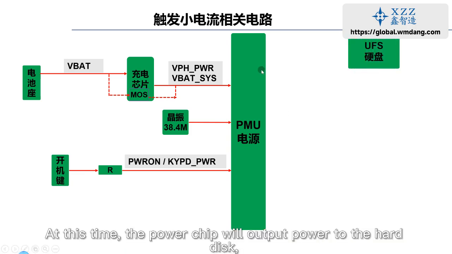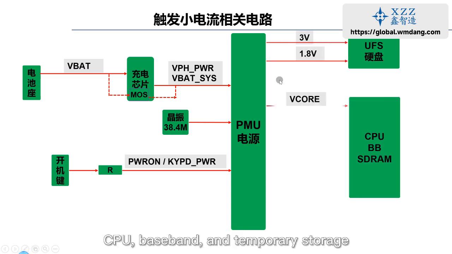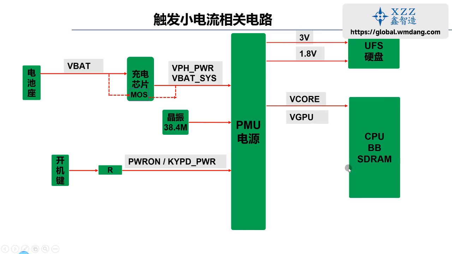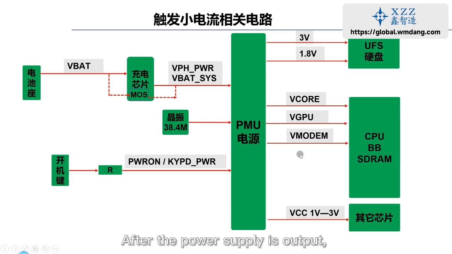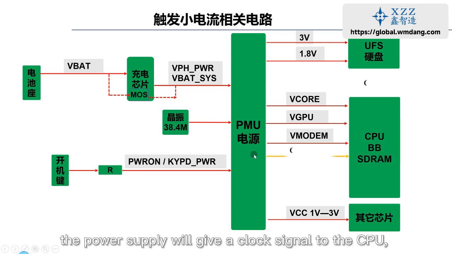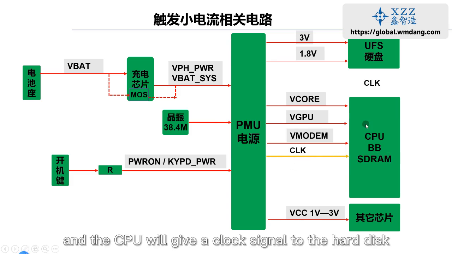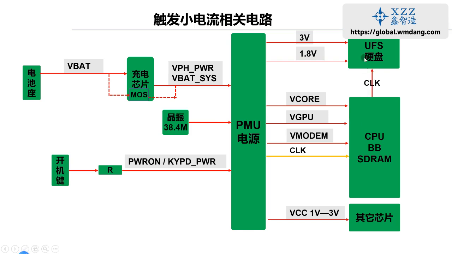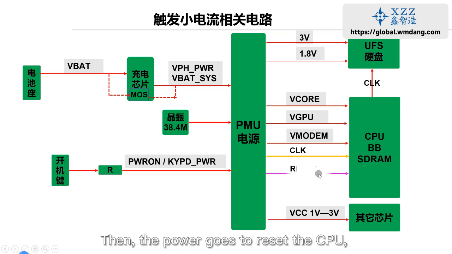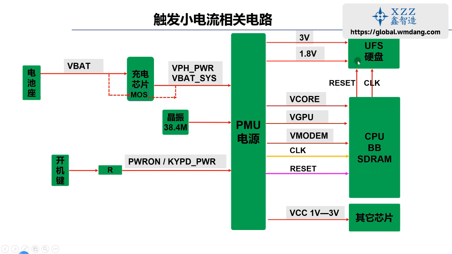At this time, the power chip will output power to the hard disk, CPU, baseband, and temporary storage. After the power supply is output, the power supply will give a clock signal to the CPU, and the CPU will give a clock signal to the hard disk. Clock signal is abbreviated as CLK. Then the power supply goes to reset the CPU, and the CPU goes to reset the hard disk.